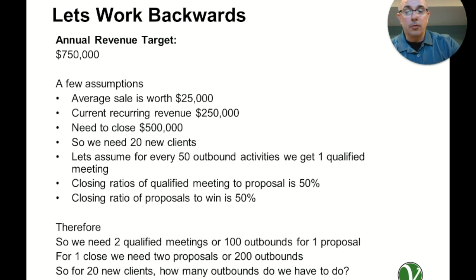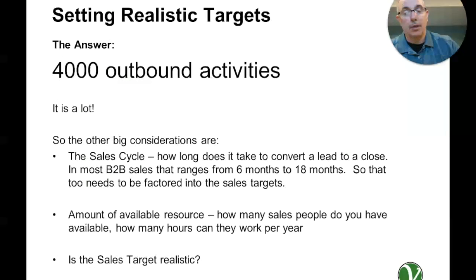So for 20 new clients, how many outbounds do we have to do? And the number's bigger than you think. 4,000 outbound activities if those are your ratios. It's more than you think, that's why I said it's a lot.